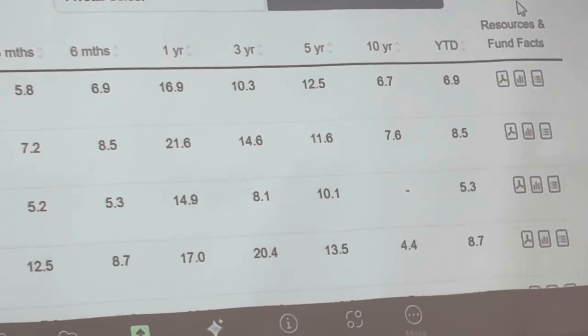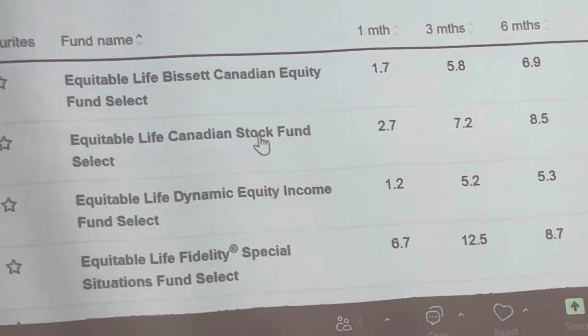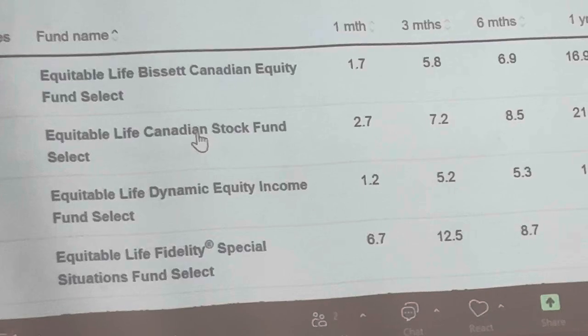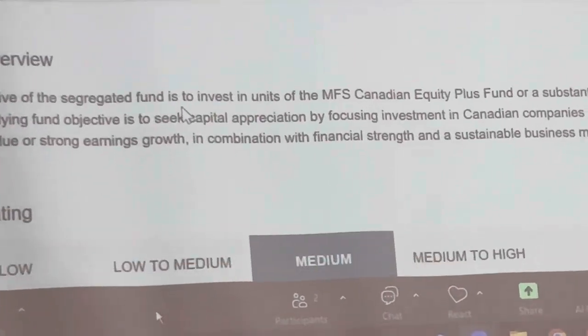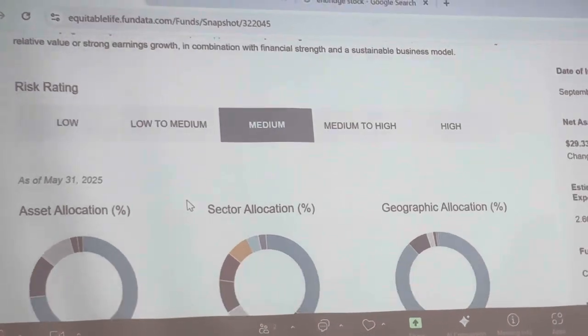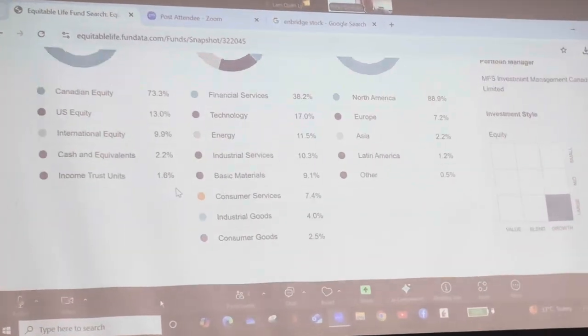banks perform very well. So I want to know what's the composition of this Equitable Life Canadian Stock Fund. So you click that, then it will give you this. Look at the profile. This is medium risk, and this is the composition.